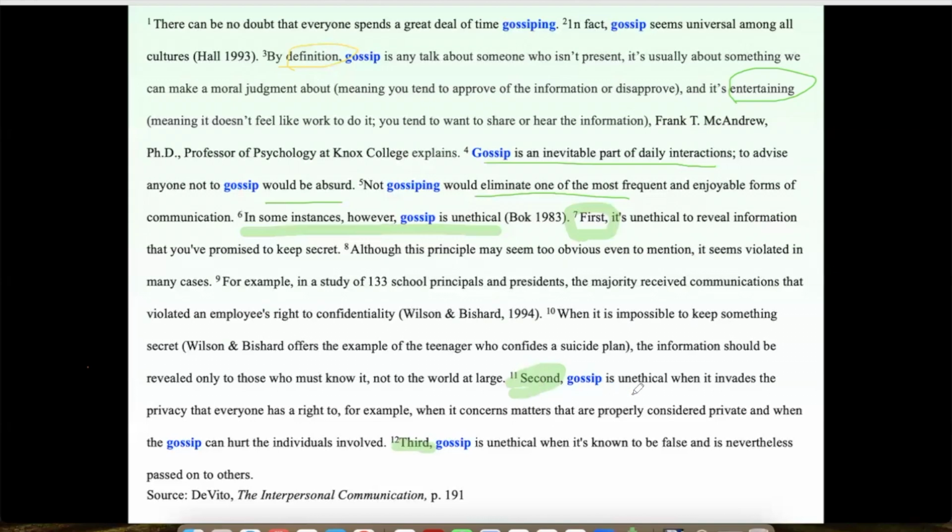Number two, gossiping is unethical. Why? Because it invades someone's privacy. What else? Gossip is unethical, especially when it is false. You just give away some wrong information to somebody else. So this sentence, the topic sentence, contains the main idea. This is how we identify the main idea. Let me get rid of this mess here.